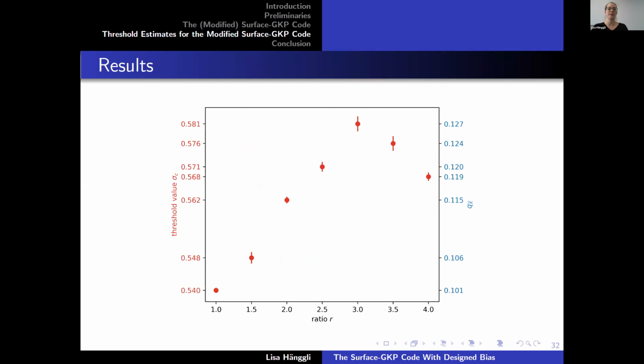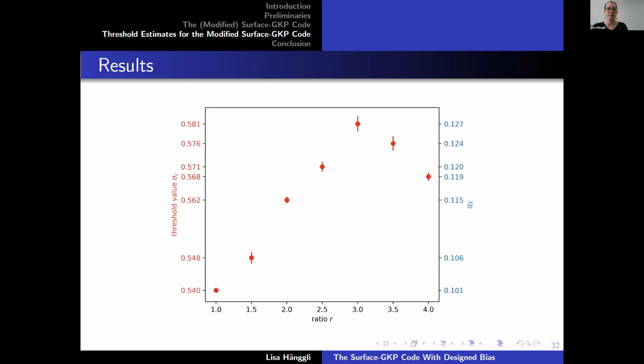findings can be summarized in the following plot, which shows the threshold estimates we found for different asymmetry ratios in a modified rectangular Surface-GKP code. And by the threshold, we mean here the critical noise strength sigma, below which we can make the logical error probability arbitrarily small by taking the distance of the surface code large enough.